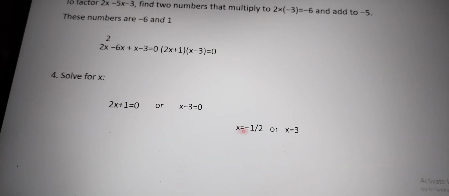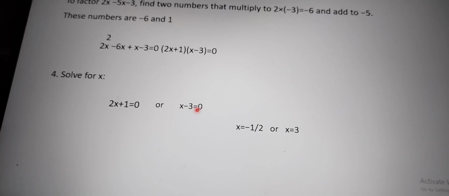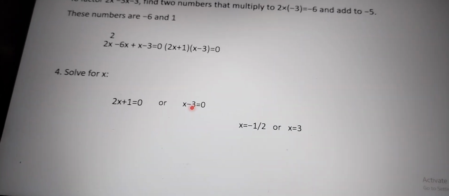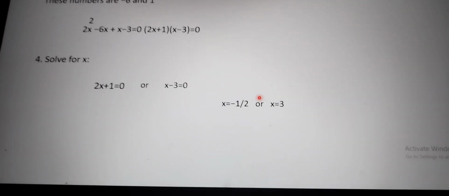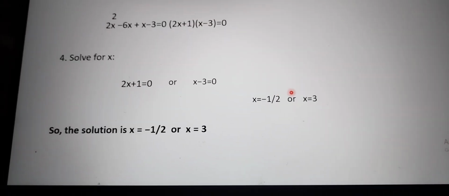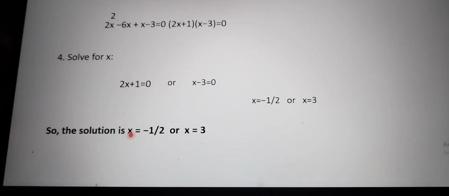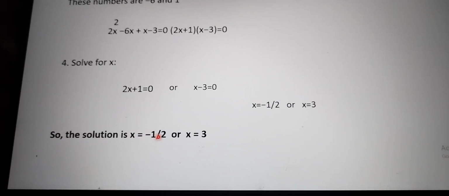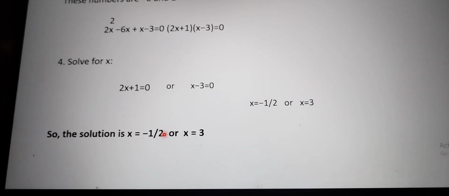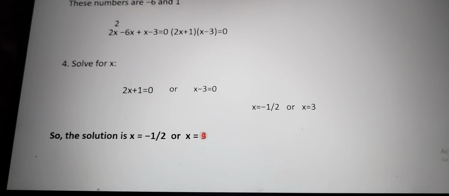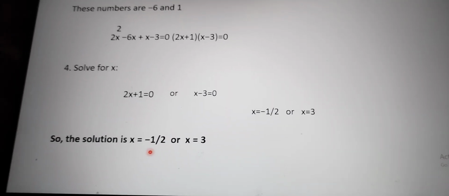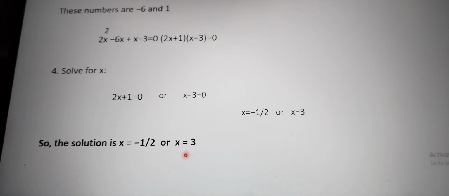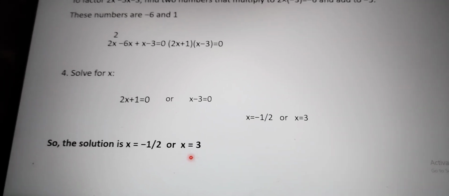When you're using the next one, x is equal to positive 3, because it's a negative, and when it goes there, it will be a positive. So x is equal to positive 3. So the solution is x is equal to negative 1 over 2 or x is equal to positive 3. These are both solution sets for x, and when we substitute x by both of them, it works out and gives us the same result.